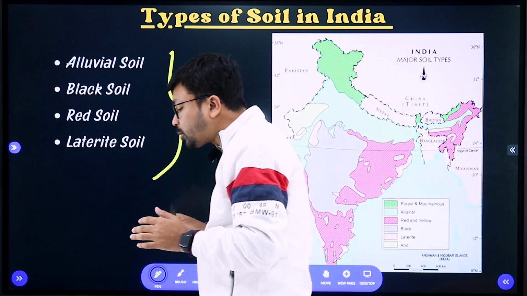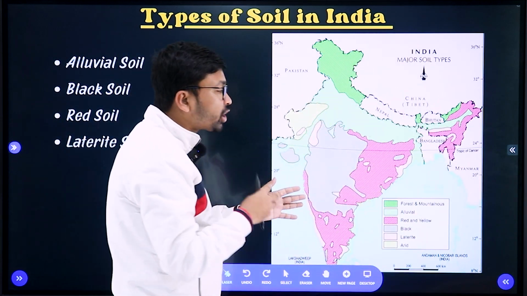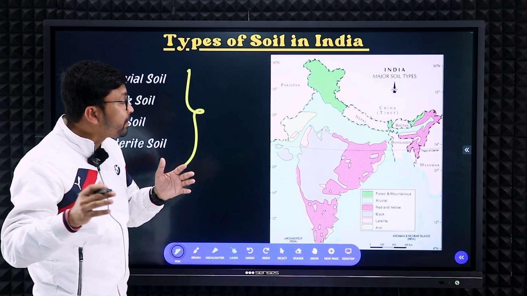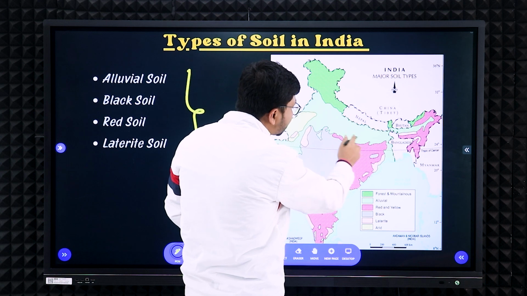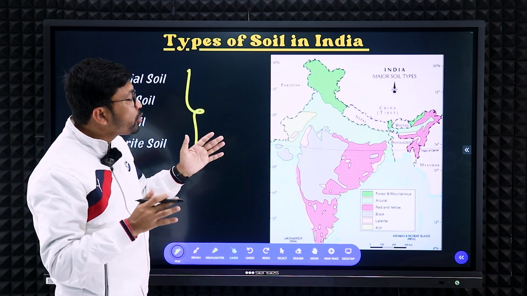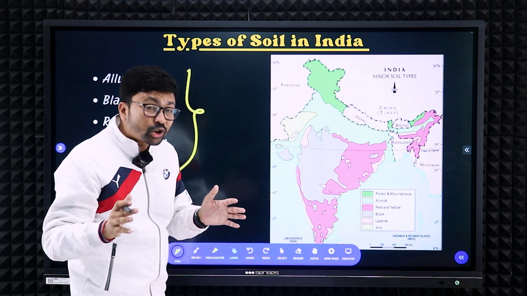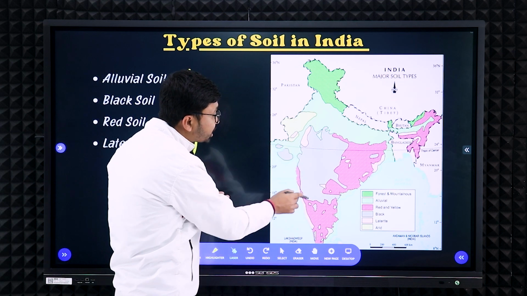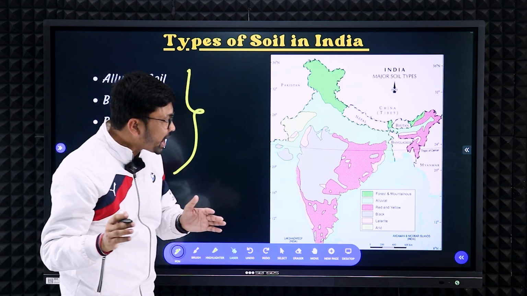Here you can see the distribution of soil, right? Alluvial soil will be found along the river beds. Those are the parts where the Ganga river is there, and mainly we are getting the alluvial soil. Black soil we are getting in the Deccan Plateau area. Here you can see those are the Deccan Plateau areas where we are getting the black soil.